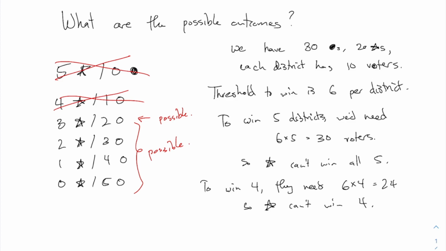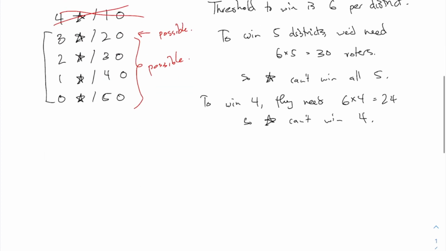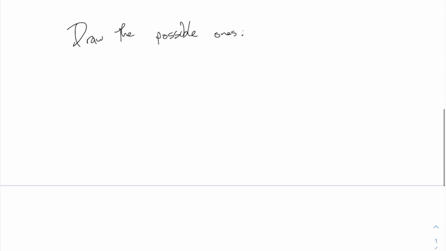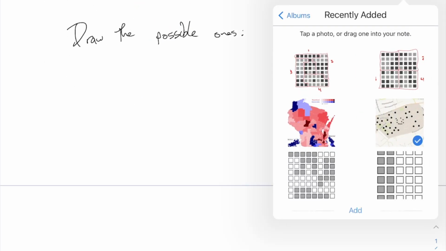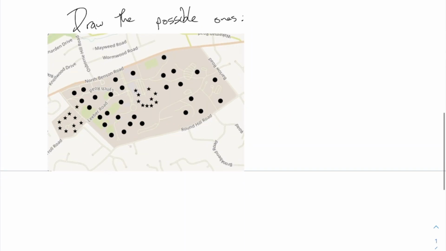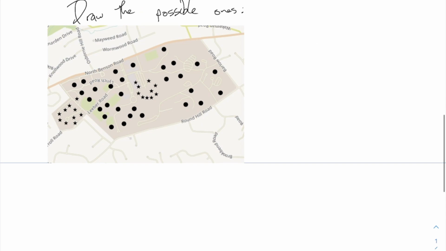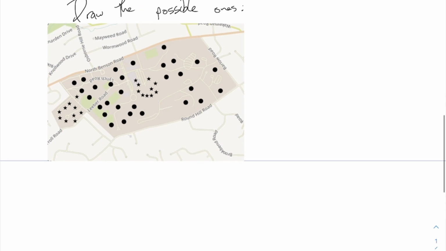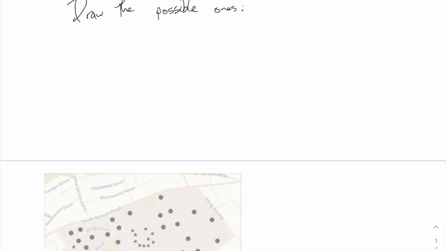Next part of the question is, can we draw the possible ones? So I said there are these 4 are possible. Let's try to actually draw the possible ones. And for this one, of course, you do need to look at the picture. Draw the possible ones, all right? I'll get the picture back here. They don't let me put the picture on the page break. Come on now. All right, I'll put it down here.